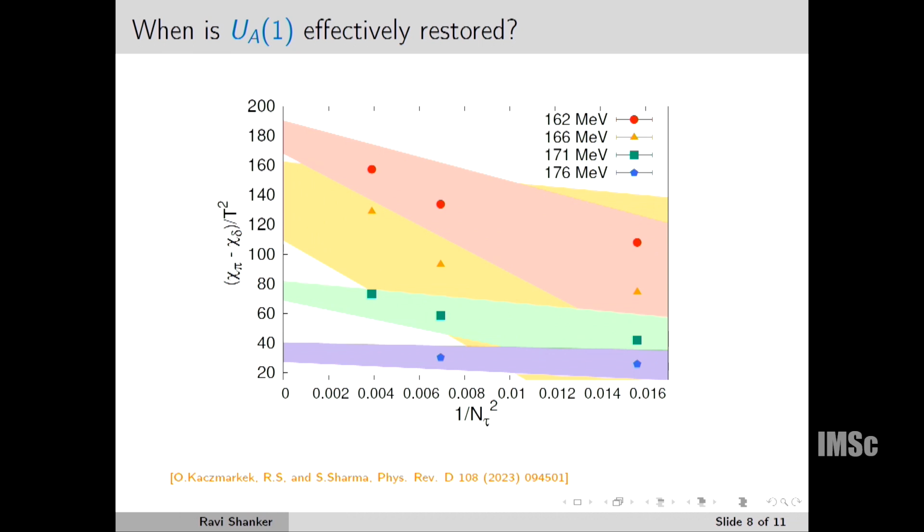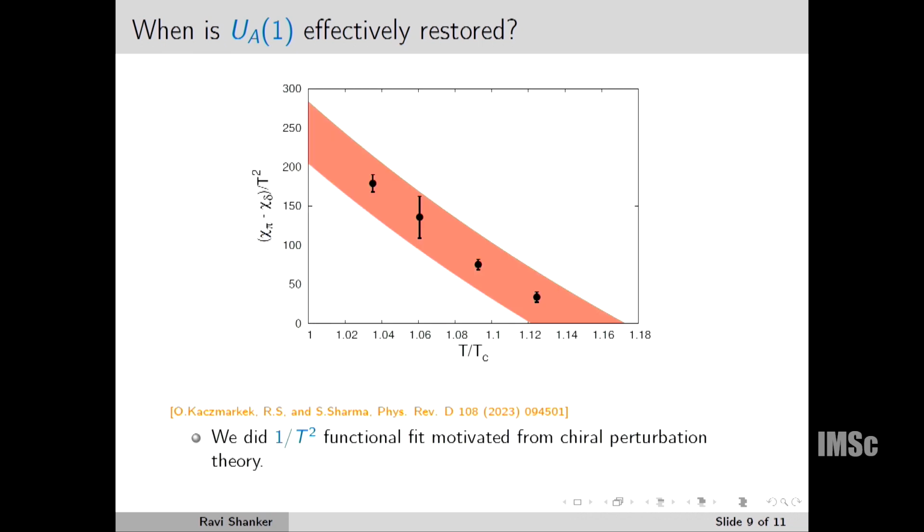One thing you can observe from here is that the different colors represent the different temperatures. As the temperature increases, the value of chi pi minus chi delta decreases. So eventually you would expect that at some higher temperature, the value of chi pi minus chi delta should go to 0. That's what we try to figure out here.